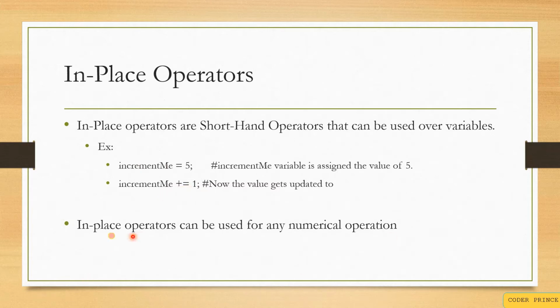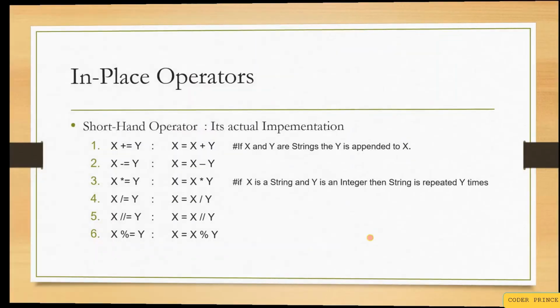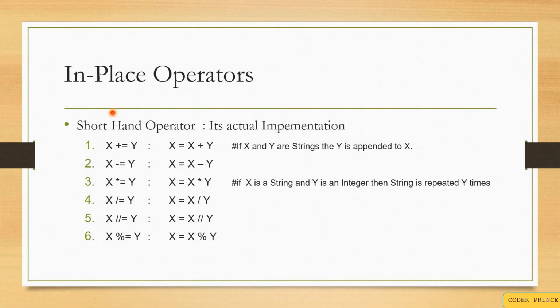In-place operators can be used over any numerical operation. Also, some of these can be used over strings. We will see some now. Here we have a list of shorthand operators and their actual implementation. The first one is x plus equal to y. This is the same as x equal to x plus y. Note that if x and y both are strings, then y will be appended to x.